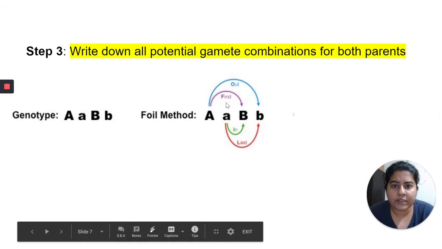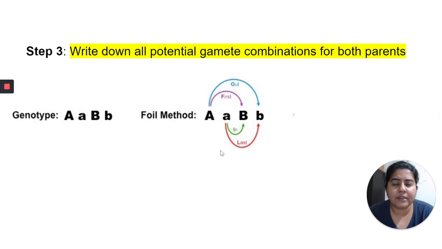F stands for first, O stands for out, I for in, and L for last. So how to find all the gamete combination from the genotype. So the genotype is capital A, small a, capital B, small b. So first you take all the outside alleles of both the genes, capital A and small b. Then next you look at the combination of the first one of each gene, capital A, capital B. Then you take the small a with capital B, that is in ones, and then last, whatever is left, A and B.